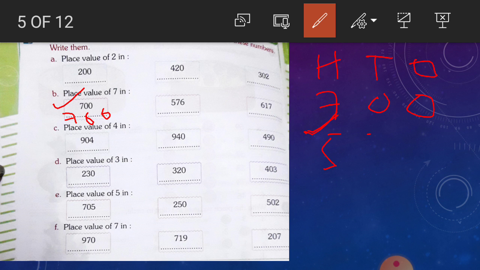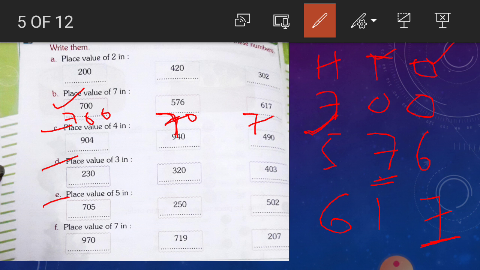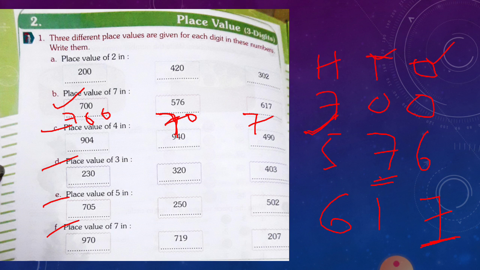Next number is 576. Here 7 is at tens place. So the place value of 7 is 70. And the next number 617. Now the 7 is at ones place. So the place value of 7 in this number is 7. Okay children. So in this way solve the remaining sums yourself.